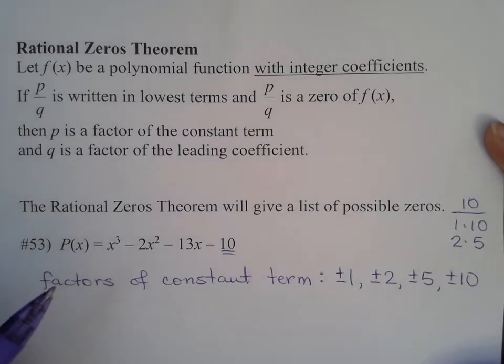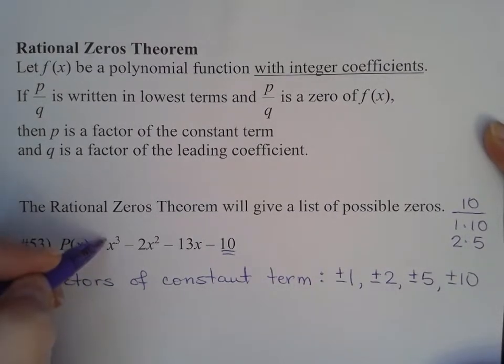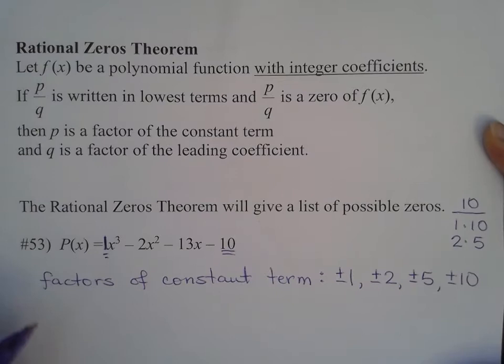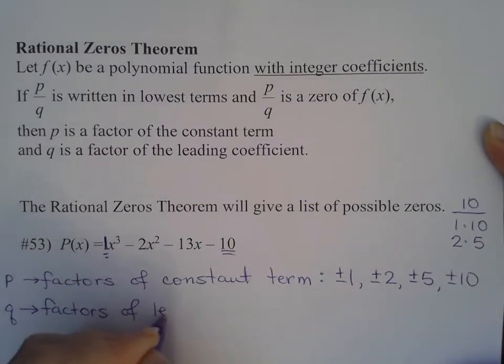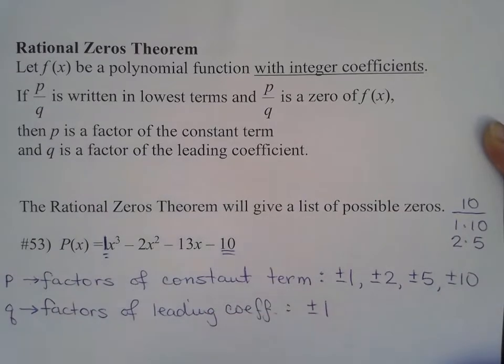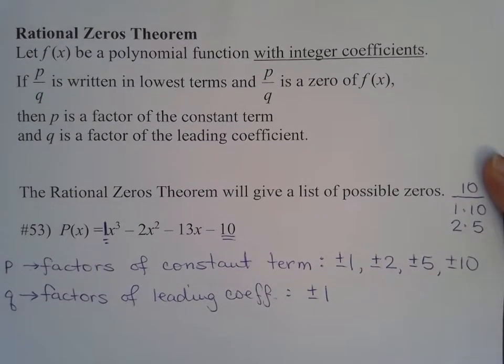Okay, then we would do the same thing with the leading coefficient. The leading coefficient for this polynomial is just a 1. It's sort of implied here. So factors, oh, you know what? This is going to be our P, and this is going to be our Q. Factors of the leading coefficient. We really just have plus or minus 1 as our options, which is fine because the smaller the list, the easier it'll be to narrow it down.